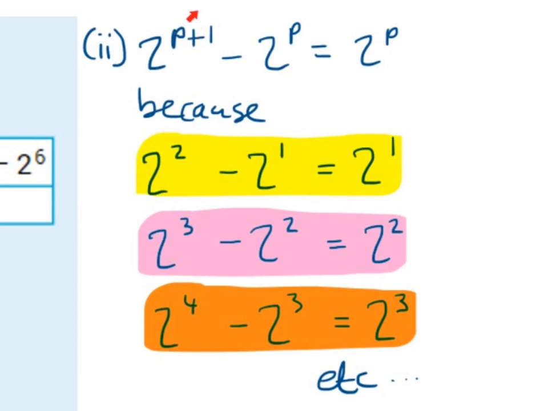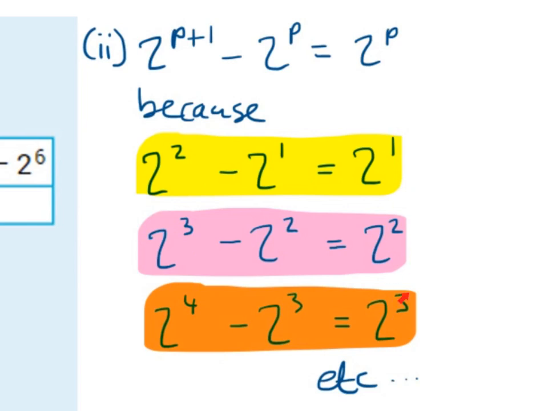So whatever the first power is, in the first example it's 2, then it's 3, then it's 4. It's always 1 more than the second power. So if the second power is p, so 1, 2 or 3, then the first power was p plus 1. So 1 plus 1 makes 2, 2 plus 1 makes 3, 3 plus 1 makes 4. So the first power was always 1 more than the second power.